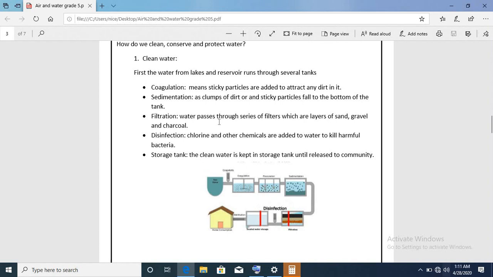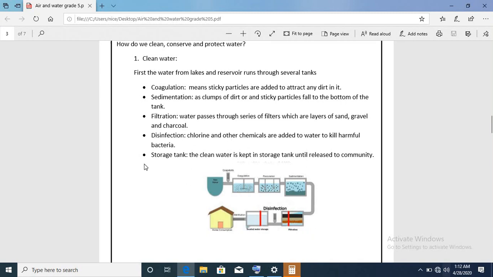What is filtration? Water passes through a series of filters, which are layers of sand, gravel, and charcoal. Look, here it goes through the filters. We are filtering it from everything. And then, what is disinfection? When we go to the swimming pool, we add chlorine and other chemicals to clean the water against bacteria. That's what is called disinfection. So disinfection means adding chlorine and other chemicals to kill harmful bacteria.